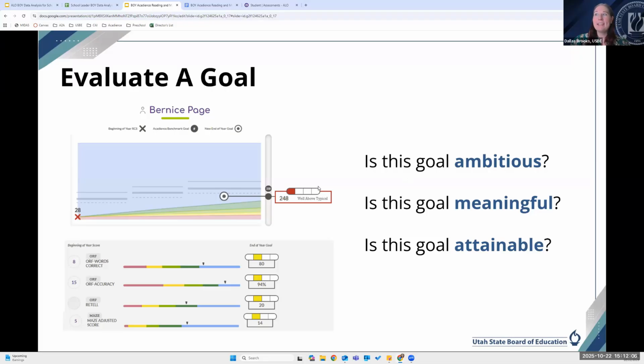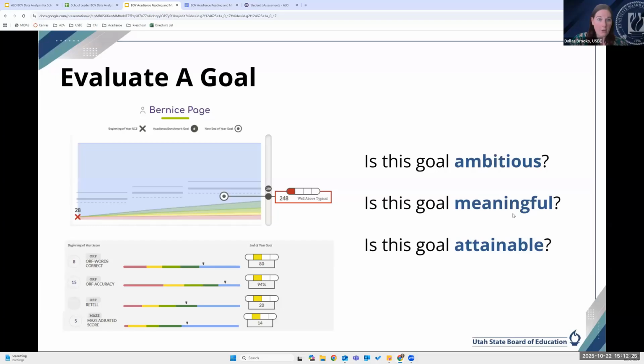So ambitious, I would say that this is a pretty ambitious goal. So for each of these submeasures, this student I've put in the well above typical, accuracy well above typical, retail above typical, and maze well above typical. So yeah, definitely ambitious. I am trying to push this student a lot.